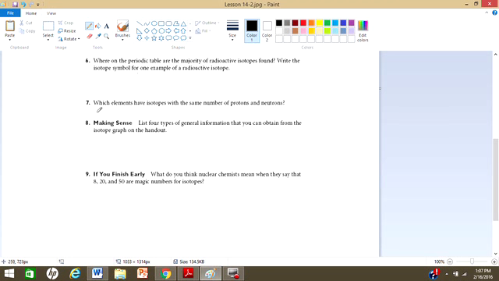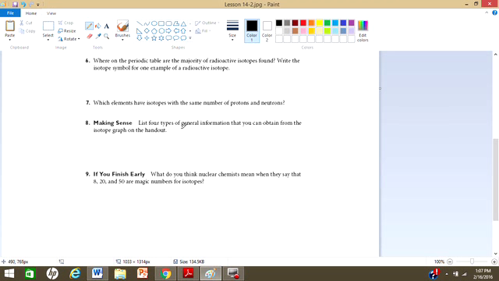Number 7, which elements have isotopes with the same number of protons and neutrons? We talked about this before. Where are you going to find equal numbers of protons and neutrons? Think about the chart. There's something on that chart that gives a clue to the same number of protons and neutrons. So you can either describe it by that clue they give you or an area on the chart. Go ahead and hit pause and finish that one.